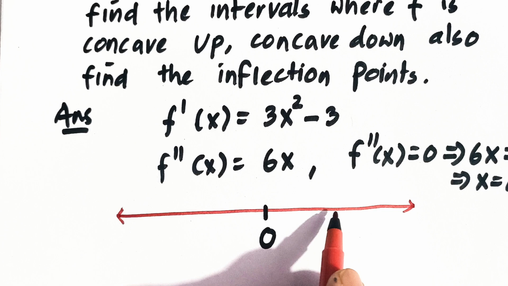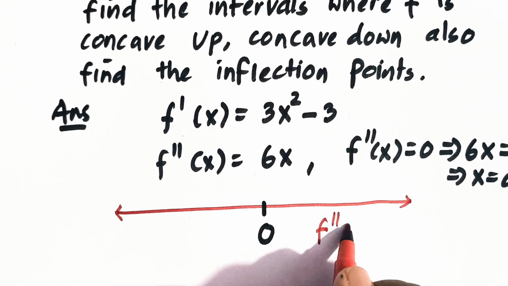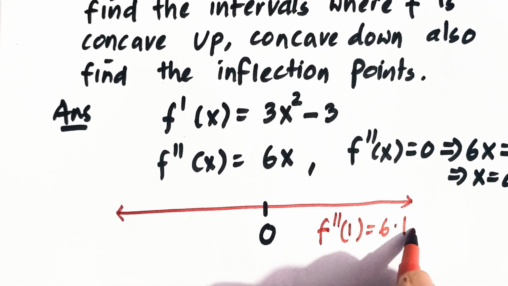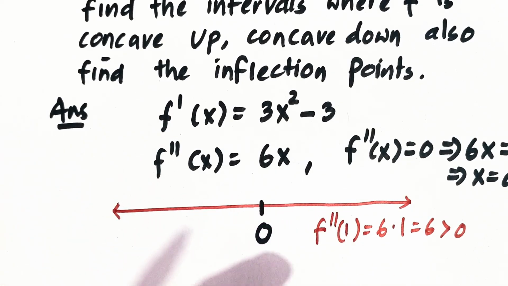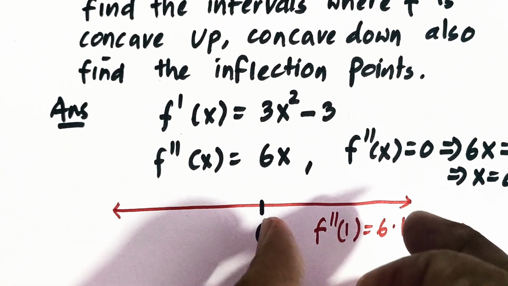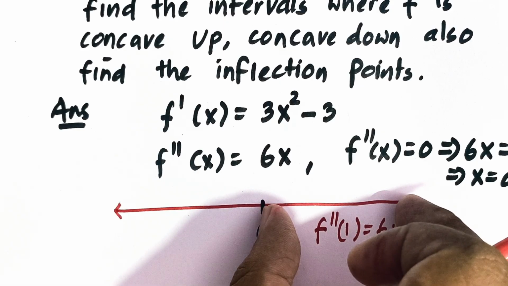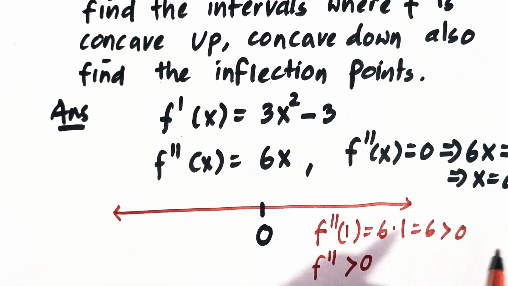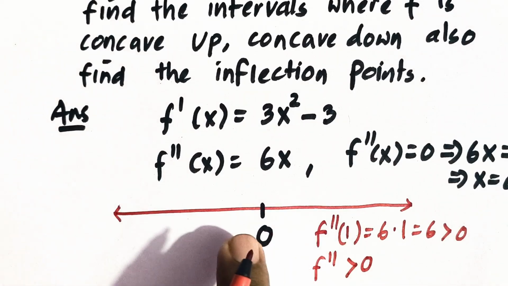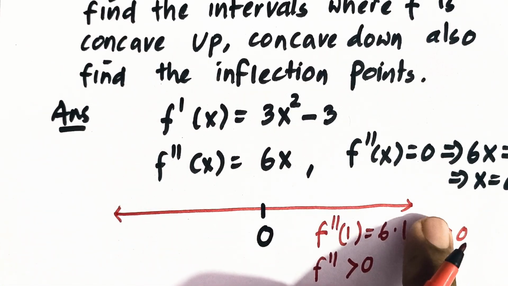Suppose here we have the point 1. What is f double dash of 1? It is 6 times 1, which is 6, which is positive. And if at one point f double dash has some sign, then the whole part has the same sign. So f double dash is positive in this region. So f is concave up in 0 to infinity.